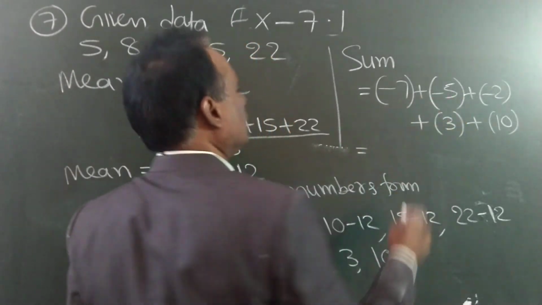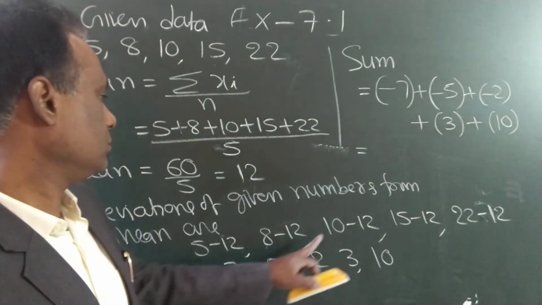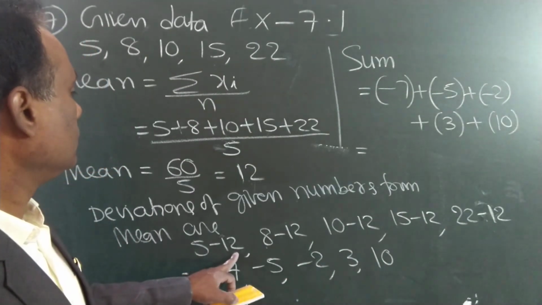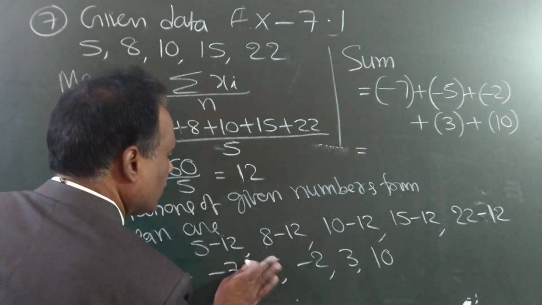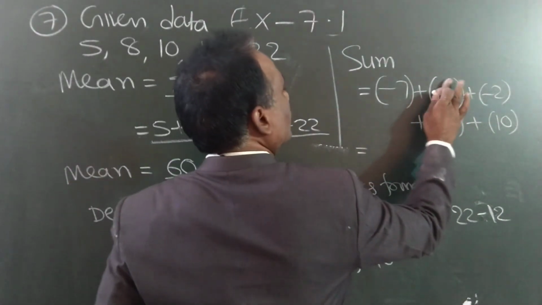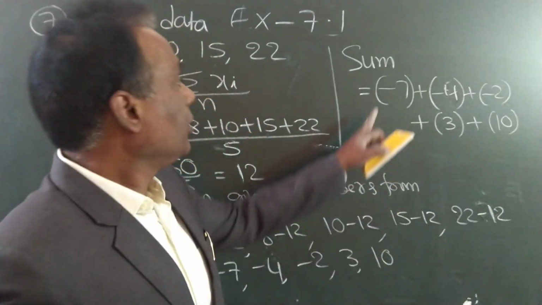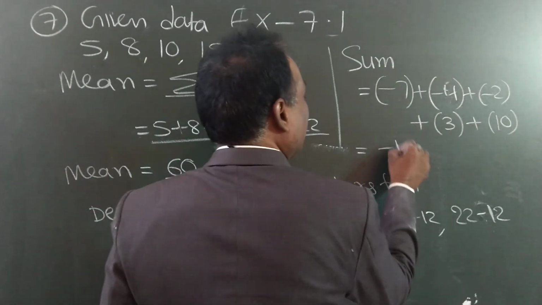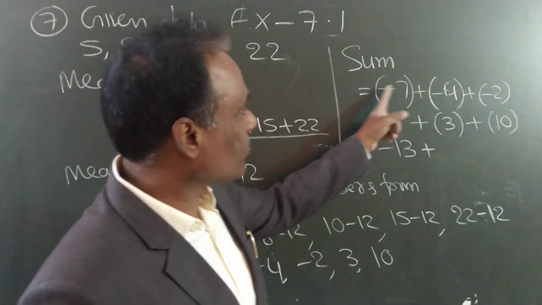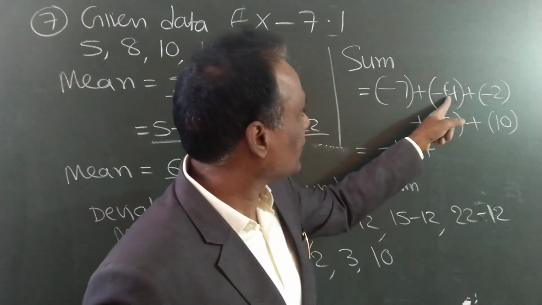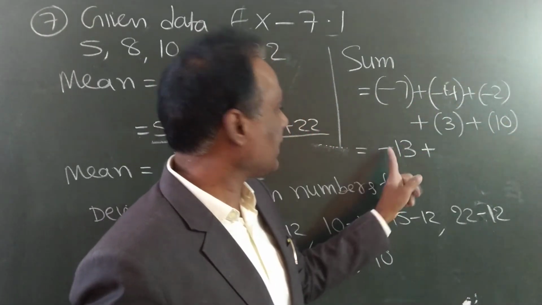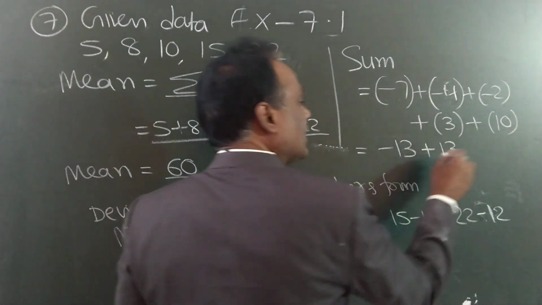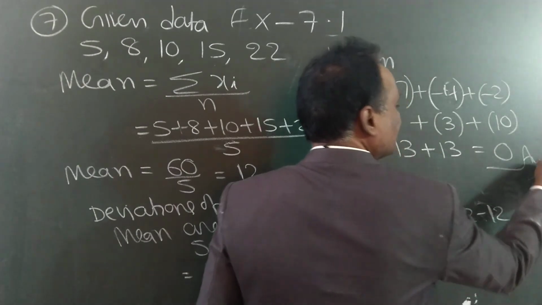Minus 7, 8 minus 12 is minus 4. Now minus 7 minus 4 is minus 11, minus 11 minus 2 is minus 13. All minus numbers we have to add: 2 plus 4 is 6, 6 plus 7 is 13. All minus means minus 13. Now plus numbers: 10 plus 3 is 13. 13 minus 13 is 0. Answer. Over.